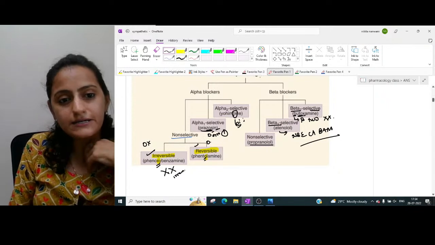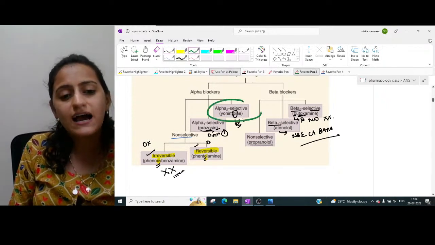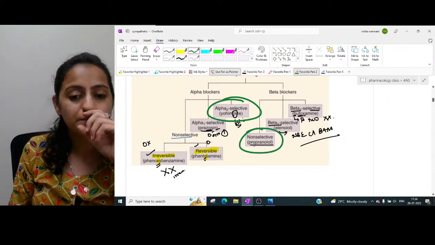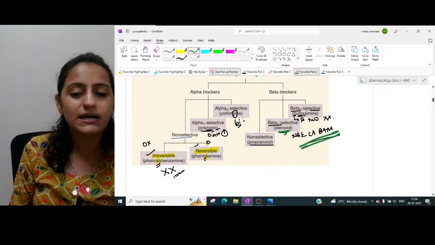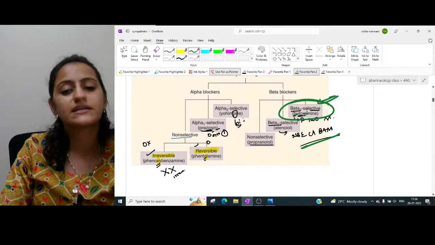And then we have the next. Alpha 2 selective is yohimbine. In beta, non-selective is propranolol. Beta 1 selective is the NBE ka bump mnemonic. I'll tell you the entire mnemonic, and then we'll have butoxamine, that is the beta 2 selective blocker.